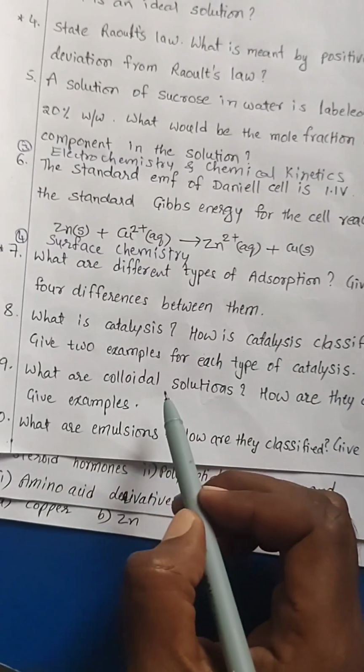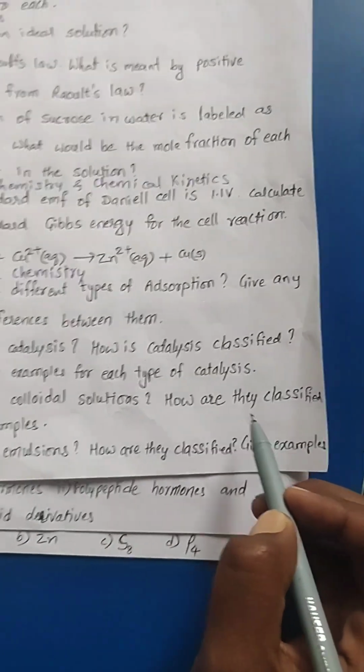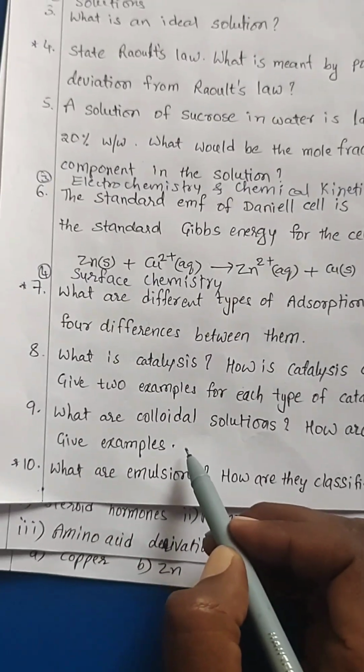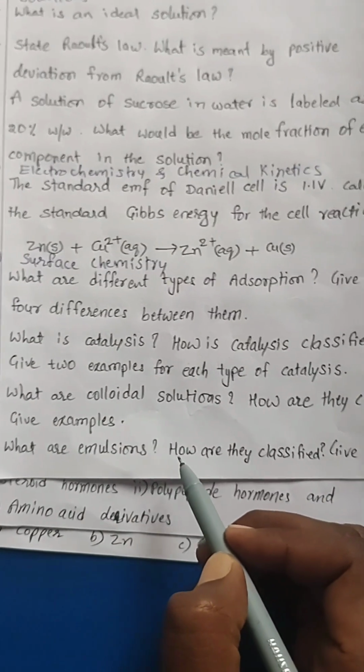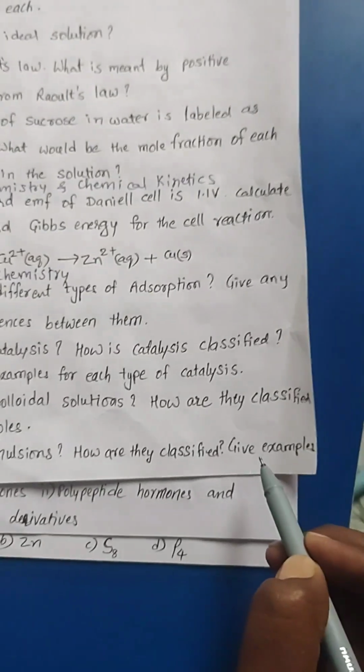Next one: what are colloidal solutions? How are they classified? Give examples. 10th question: what are emulsions? How are they classified? Give one example.